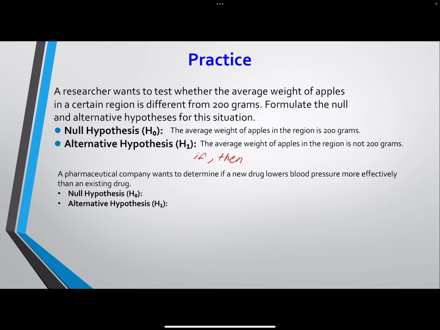As you can see here, there is no if-then format. You don't need to follow that format all the time. It's just a baseline for when you're there.